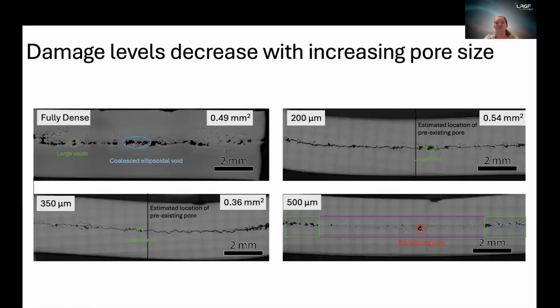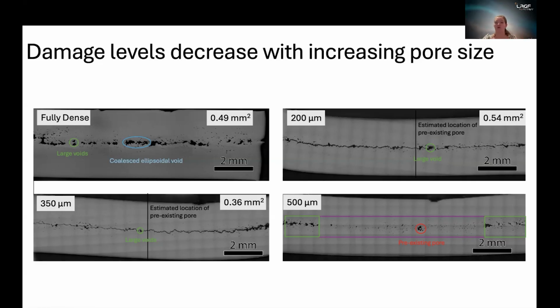But when we get to the 500 micron pore, now we start to see a very big difference. To start off with, the pre-existing pore is not fully collapsed. We do actually see that, and you can see it circled in red in the bottom right. Additionally, the region around that pore is much more in the void initiation phase rather than void growth and coalescence. So it's very, very small voids compared to the very large voids that you see in the fully dense or even in the other pore-containing samples. And this is in the region around the pore.